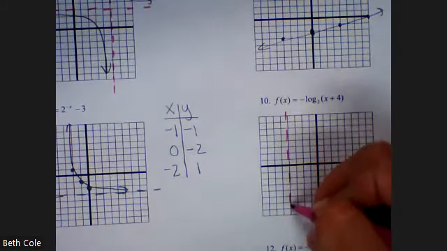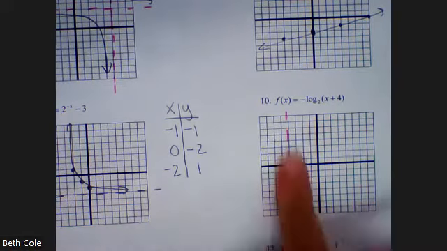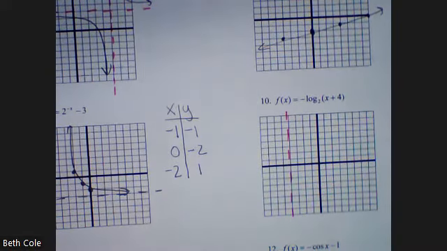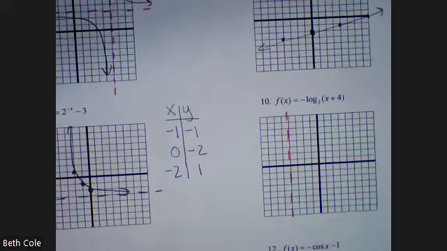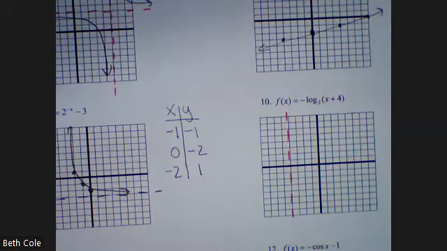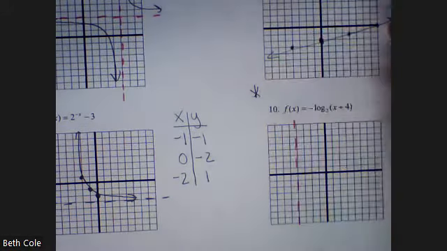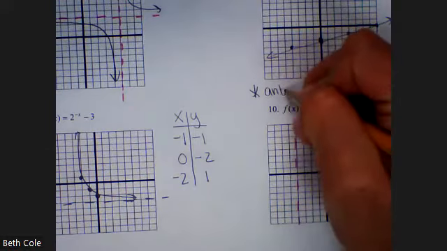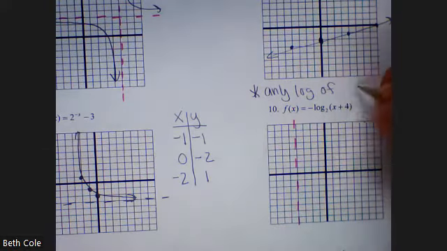The exponential has the horizontal asymptote. The logarithmic has the vertical asymptote. We're only going to get, for right now, 1 point. I'm going to teach you later on this year, when we cover it in more depth, how to get more points. But for right now, we're just going to do 1. Here's the only one I want you to know. Any log of 1 is 0.